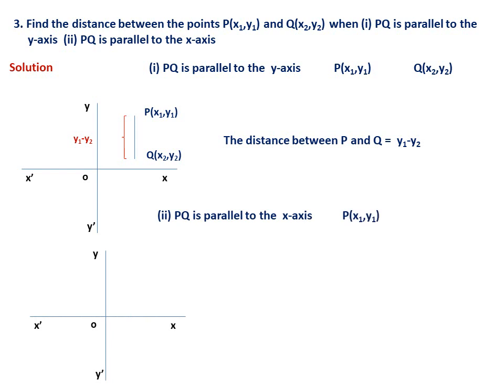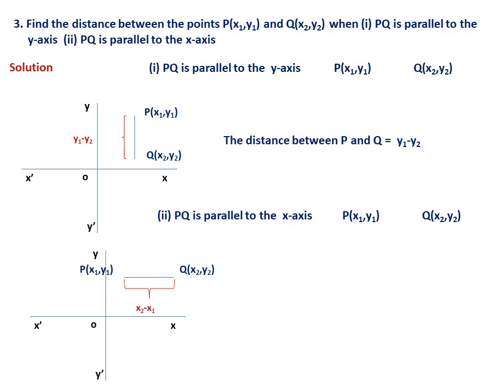Same way you can also find when PQ is parallel to the x-axis. See, this is the condition. Now as before, what is the distance between them? Here you see x2 is right side, x1 is left side. So definitely x2 is more than x1. The value of x is x2 for Q, and for P it is x1. And as before, the y value will be the same. That means y1 will be the same as y2. So y2 minus y1 will be 0.